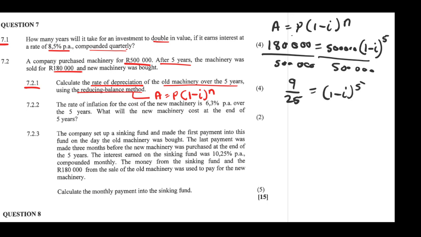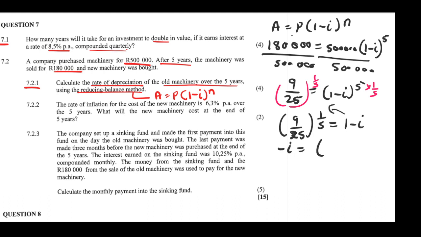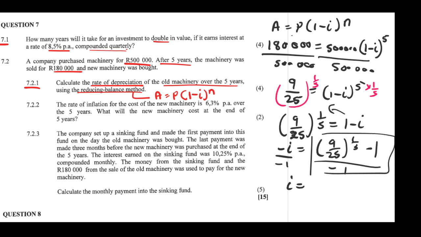And then because we are looking for i, we're going to multiply both sides by 1 over 5. So let's write 9 over 25 to the power of 1 over 5 equals 1 minus i. And then transpose this 1 to the other side: minus i equals 9 over 25 to the power of 1 over 5 minus 1. And then I divide by negative 1 on both sides. I have i equals, so please punch that in the calculator. You should get 0.1848.